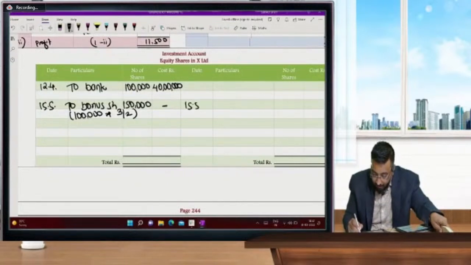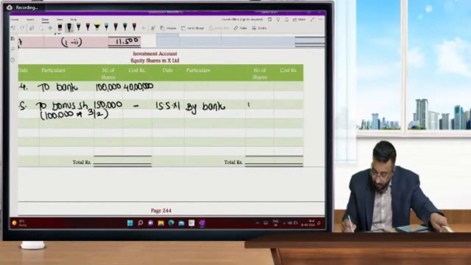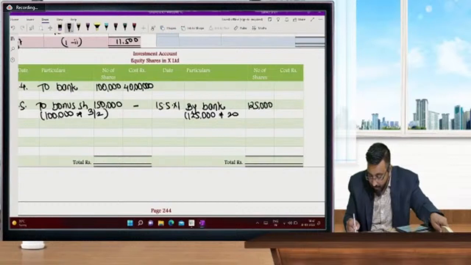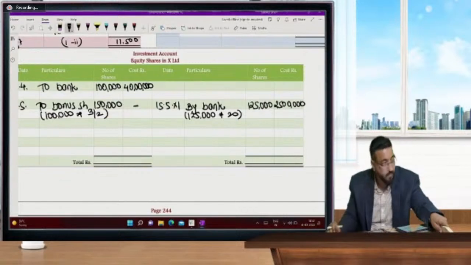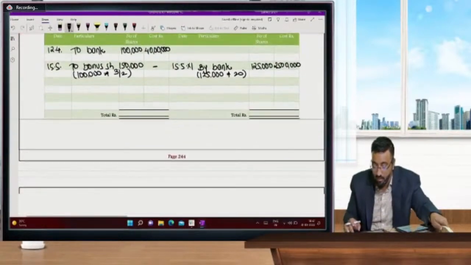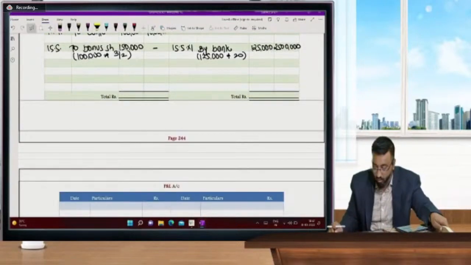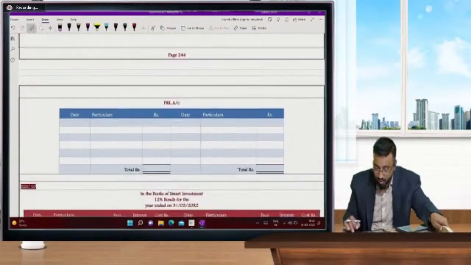15th May, by bank. How many shares? 1,25,000 shares. At what price? 20 rupees. 25 lakhs. Correct? 25 lakhs, but what you are going to do now? Working note. Tell me the working note.